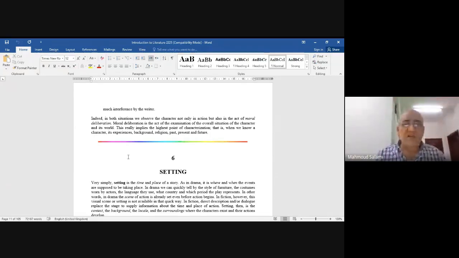I'm saying here this really implies the highest point of characterization. That is, when we know a character, its experiences, its background, religion, past, present, and future, and so on, which means we really go deep and deep into their own selves.